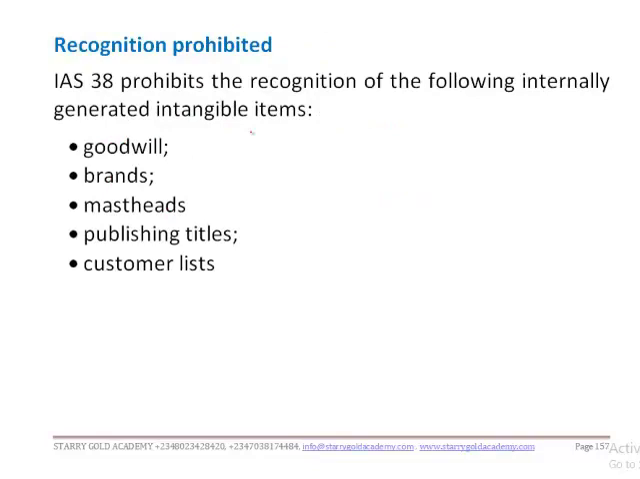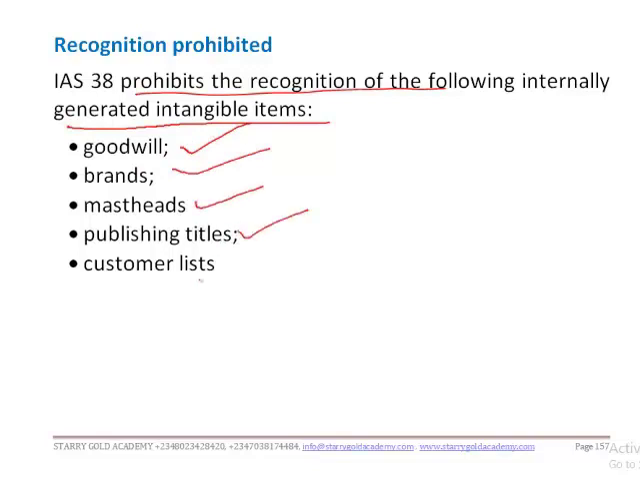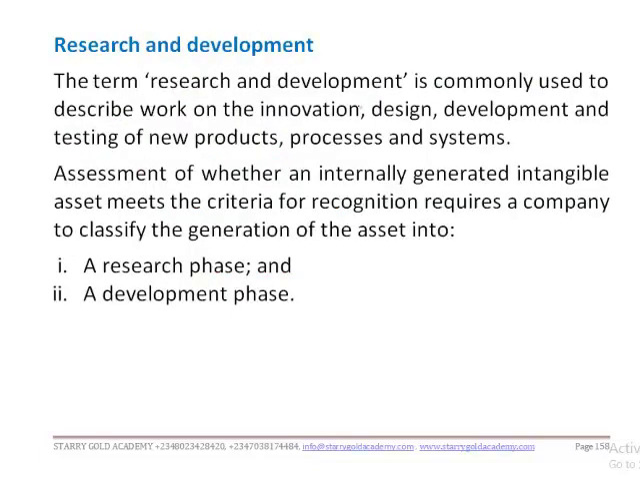And then how do we recognize intangible assets? IAS 38 prohibits the recognition of the following internally generated intangible assets: goodwill generated internally, brands, mastheads, publishing titles, and customer lists. All these, if generated internally, are prohibited in accordance with IAS 38. However, if they are acquired separately, or in a business combination, such will be recognized. Are we together?